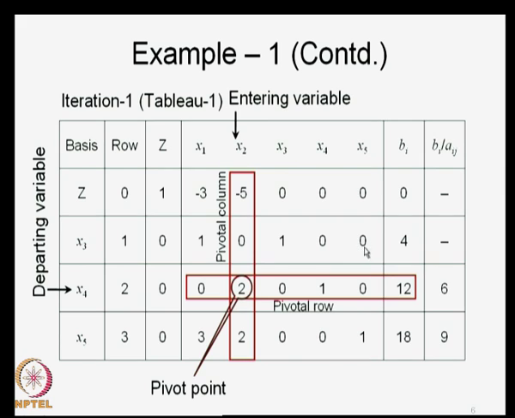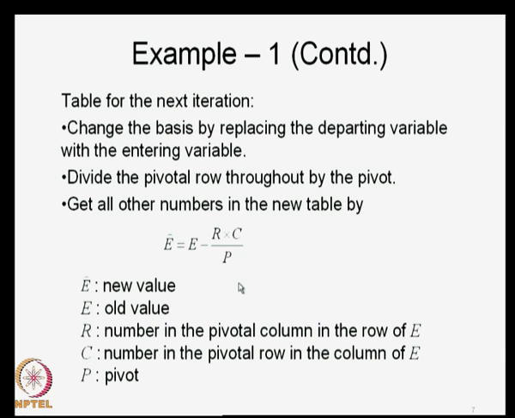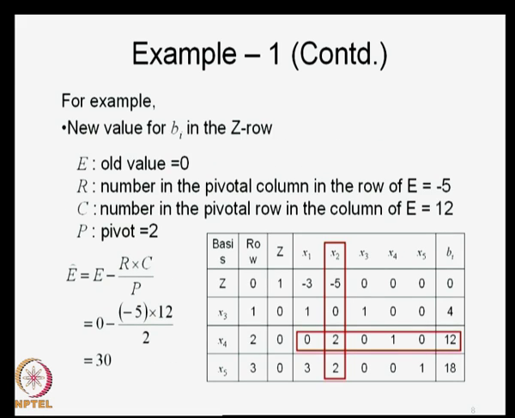Let us say you want to convert this number: 0 minus 0 into 0 divided by 2. If you want to convert this one, 1 minus 0 into 2 divided by 2. So, corresponding to that number, you identify the pivotal column element and the pivotal row element and divide by the pivot. This is what it says: E minus R into C divided by P. You can get used to this and start doing it mechanically.